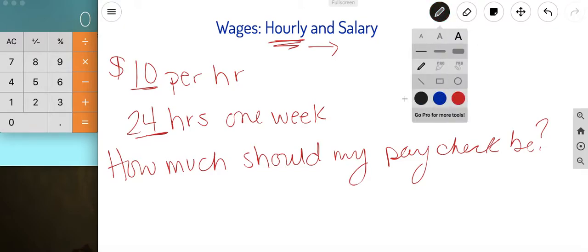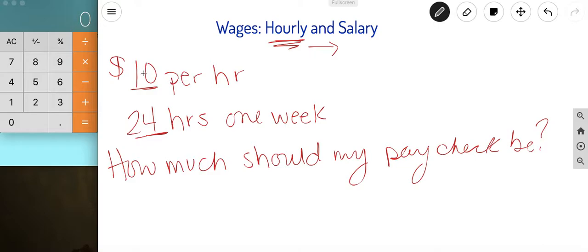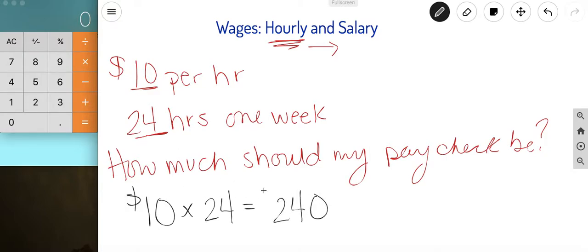Again, this might sound redundant, but I want to make sure that we know the basics. So how can we figure out this answer? Well, you would take your $10 per hour and you worked 24 hours in 1 week. So that means I need to multiply them together to figure out what my paycheck would be after that week, how much I should expect to have at the end of the week. So $10 times 24 would get me $240. So that's how much my paycheck should be at the end of that week.